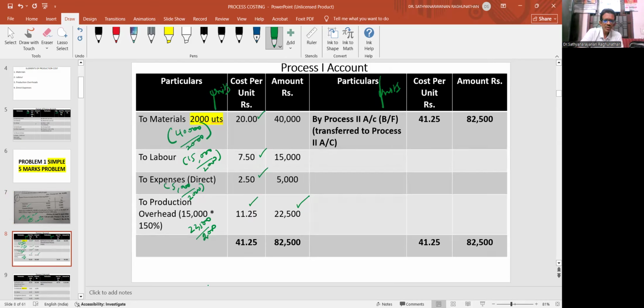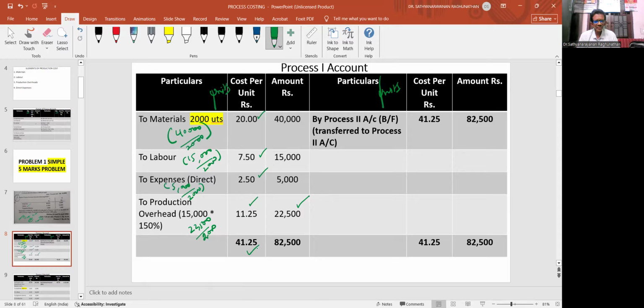Okay, fine. Now, coming to the credit side. As far as this particular problem is concerned, there are two different process accounts: the process 1 account and the process 2 account. The balancing figure, you have to transfer it to the process 2 account. So here, please add all those things.